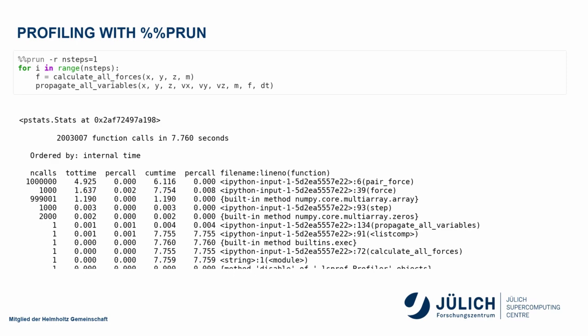So we have pair force. We spend 4.925 seconds just within that function, not including calls to other functions from within there. So this would be our most important function. Then force, it's called 1,000 times, would be the next one to look at, and so on.